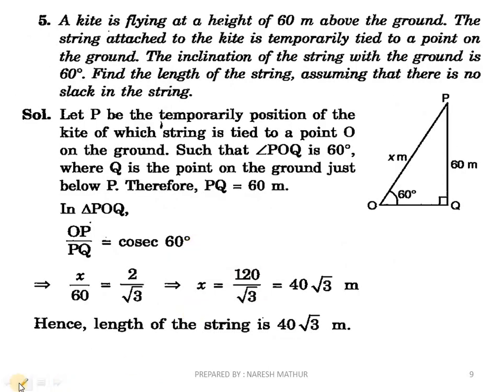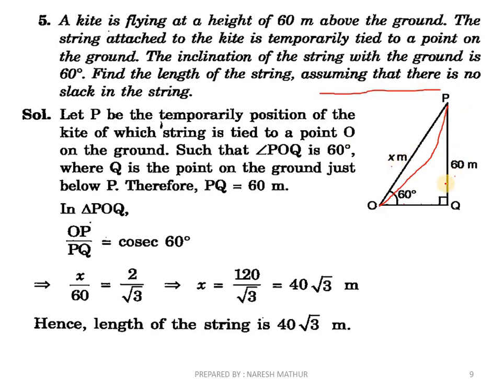In the next one, we are given a kite is flying at a height of 60 meter and the angle of elevation is given as 60 degree, and this is the string of the kite. We are assuming that there is no slack in the string. Slack is something which practically comes with the kite, but we consider there is no slack in the string. So we need to find hypotenuse.